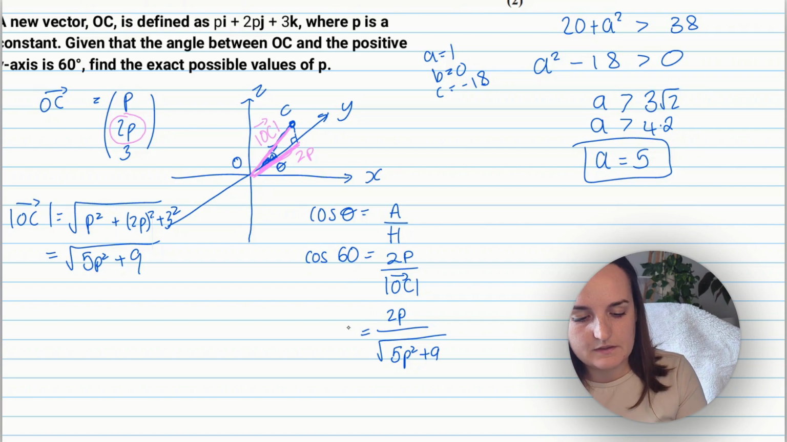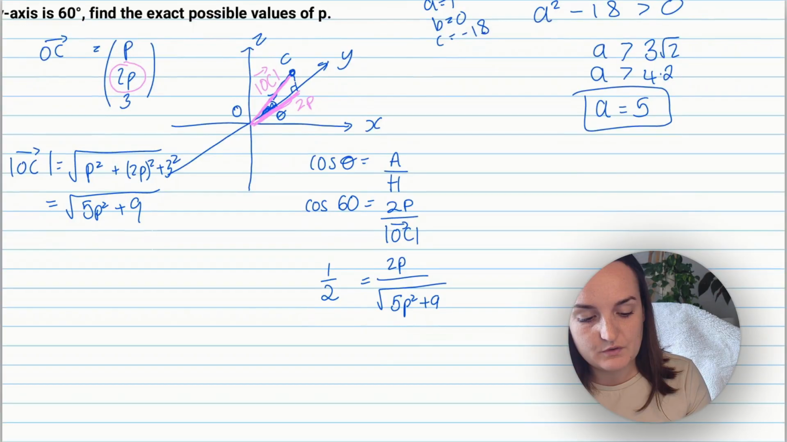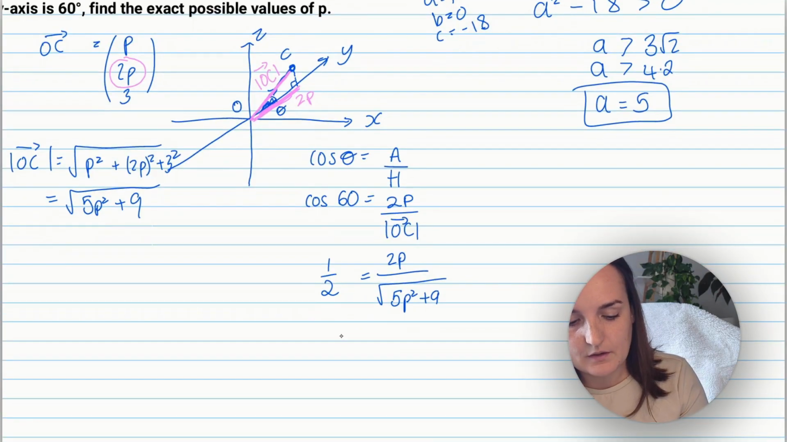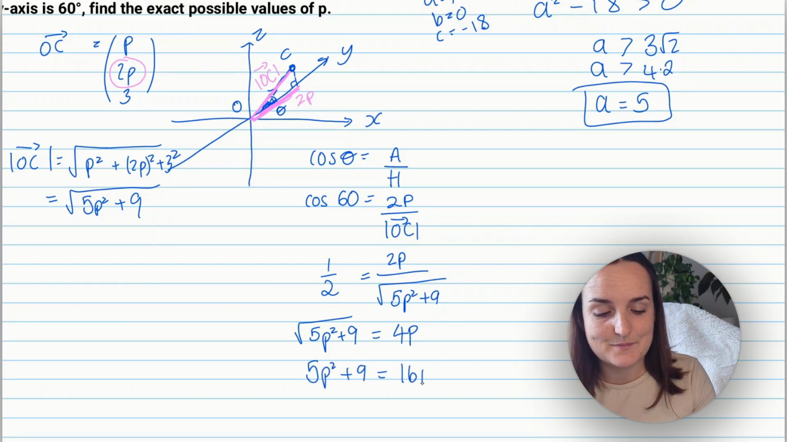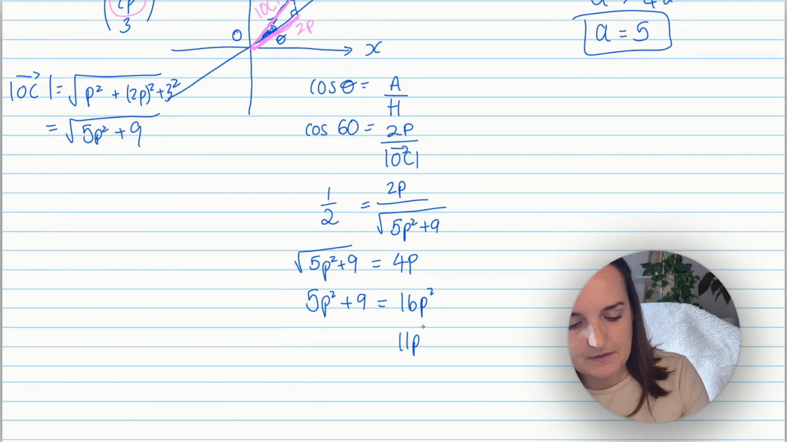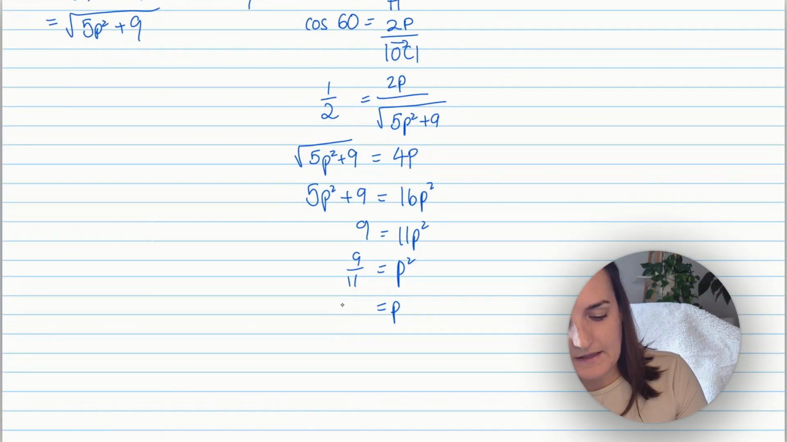Cos of 60 we know is a 1/2, so you could have typed that in, or you might know it off by heart. And then we've just got to solve for p. So I'm going to bring this up here. So we get root of 5p squared plus 9 is equal to 4p. Square both sides, so we've got 5p squared plus 9 equals 16p squared. Then that gives us 11p squared equals 9, p squared equals 9/11. And if we square root both sides, we get 3 over root 11.